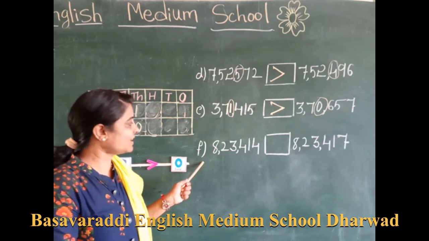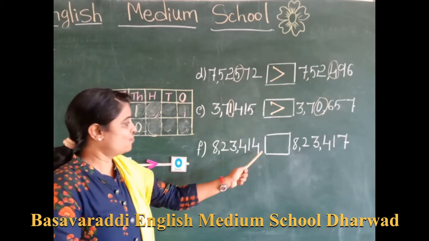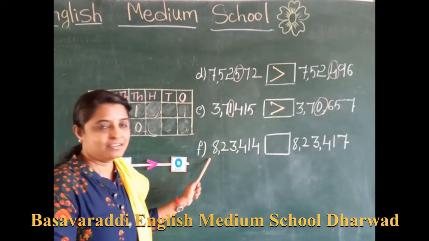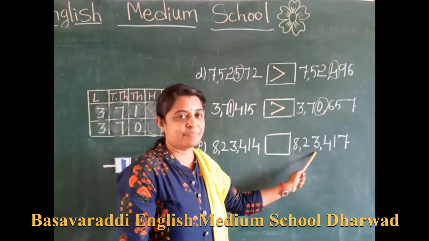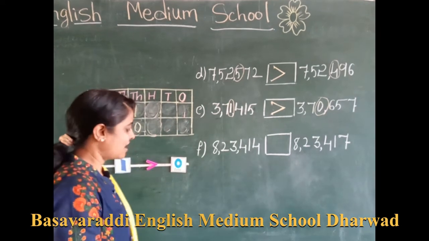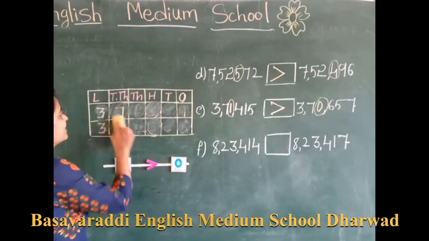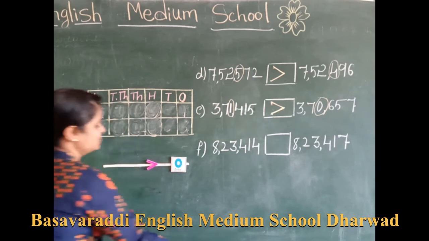Here, see here also it is up to the lakh position: ones, tens, hundreds, thousands, 10,000s and lakhs. Here also it is up to the lakh position. Understood? Then we will start comparing the numbers and writing them, after we finish writing in the place value chart.